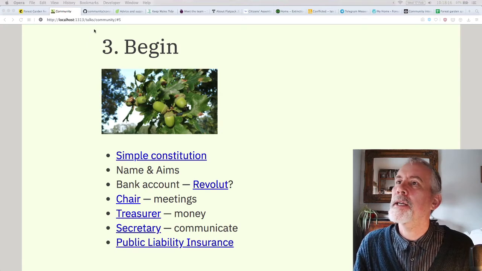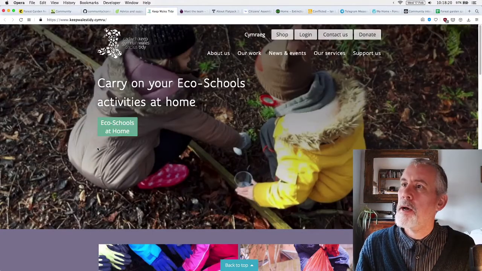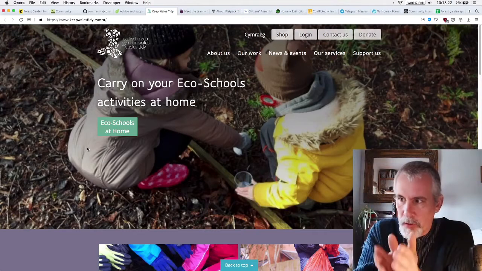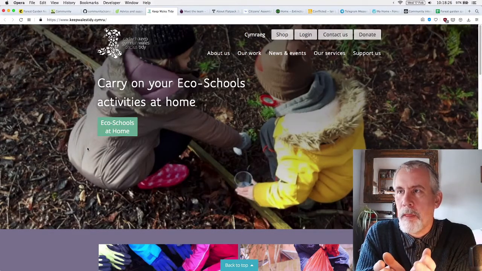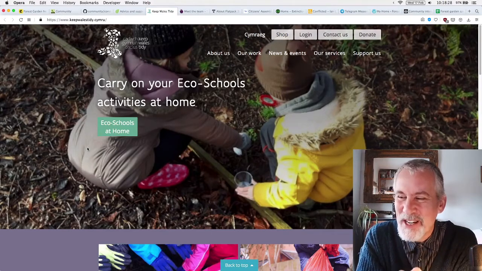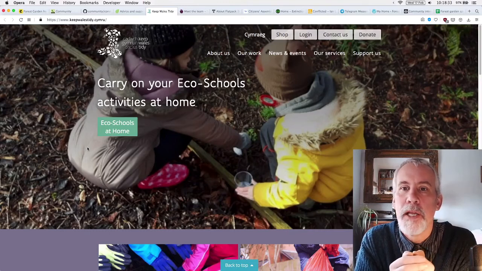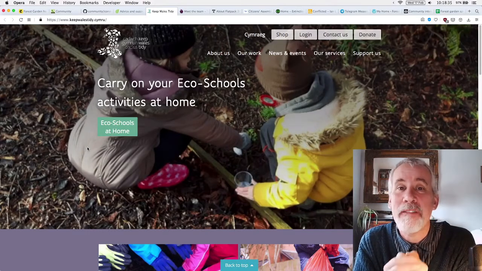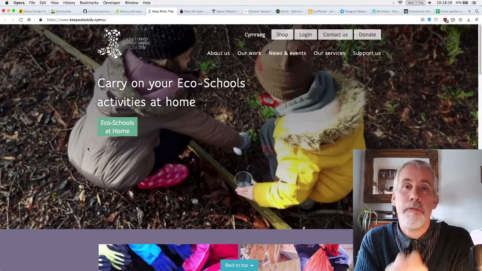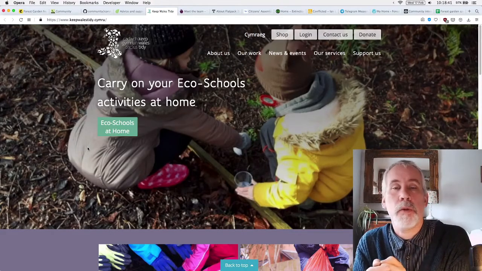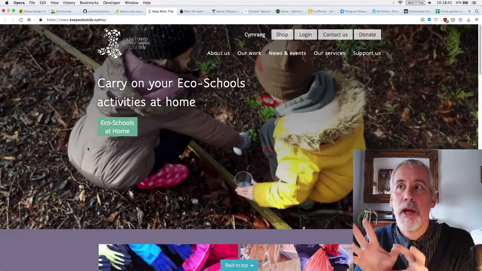Keep Wales Tidy. Let me see if I can find this. This is an organisation, obviously based in Wales. They have a special offer of public liability insurance for community groups of £73.25, which is much cheaper. So Keep Wales Tidy. If you're in Wales, they can sort the public liability insurance out for you. So really good to know that.